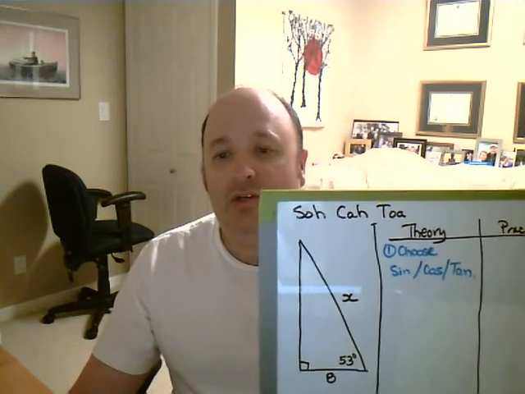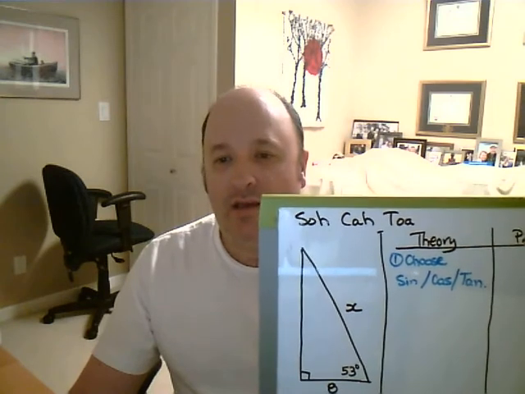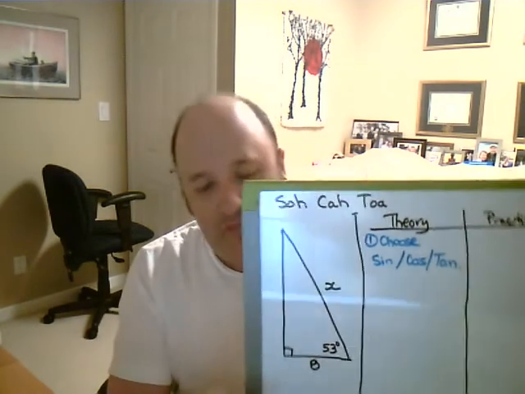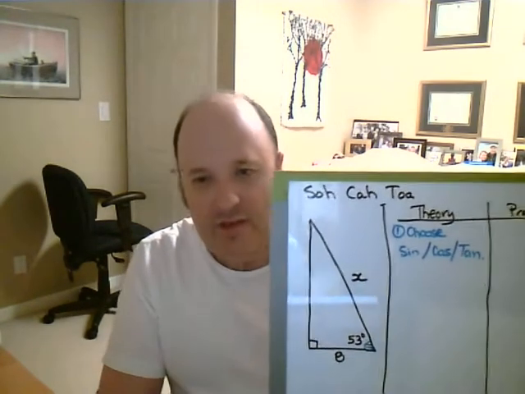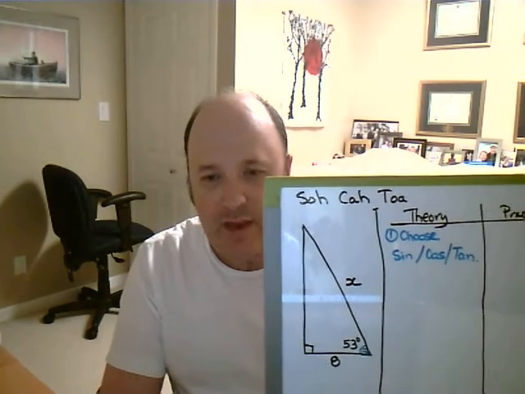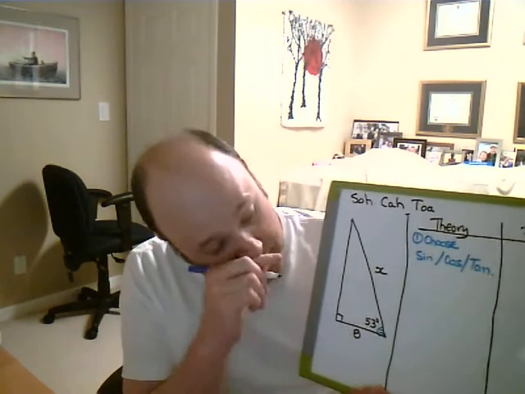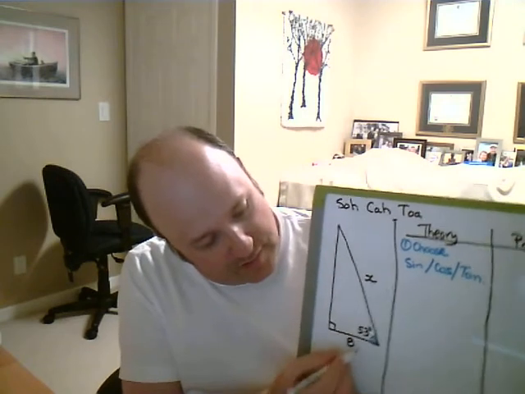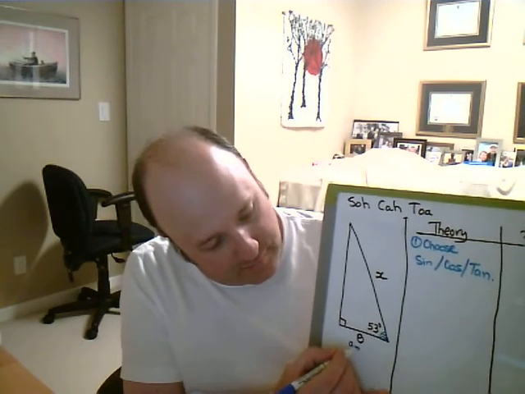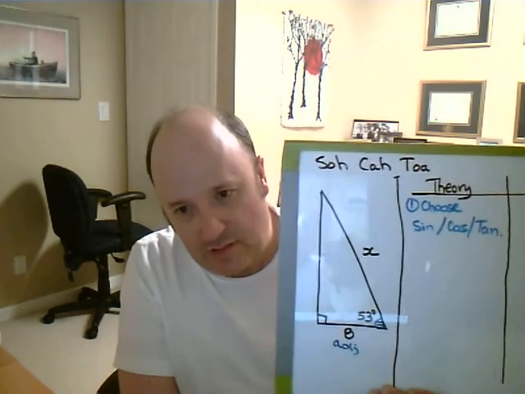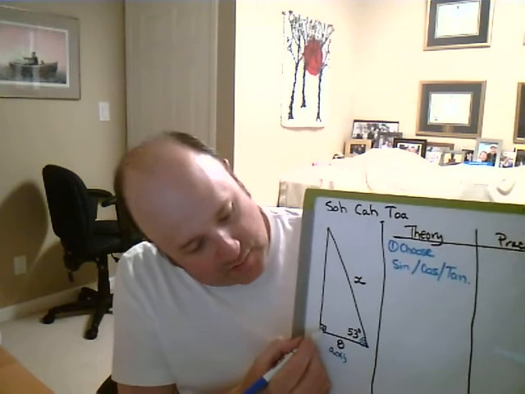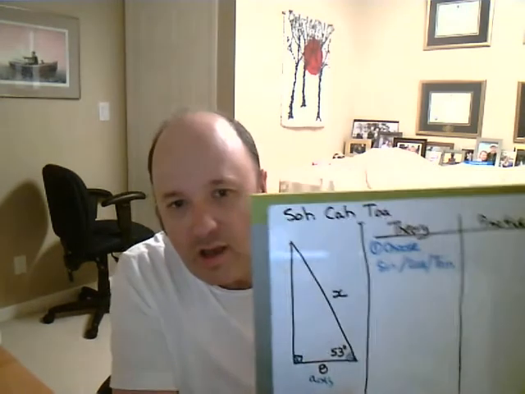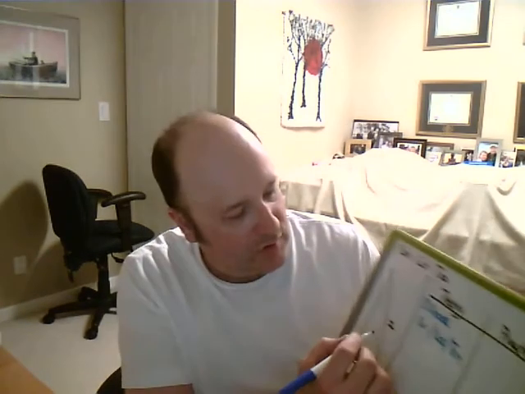Job number one is we need to choose between sine, cosine, or tangent. And so we have to start from the angle that we know, this angle down here. And we have to ask ourselves, is the 8 the opposite, adjacent, or hypotenuse from this angle here? Well, it is the adjacent. And is the x the opposite, adjacent, or hypotenuse? Well, it's right across from the 90 over here, so that makes it the hypotenuse. So I'll just write HYP for hypotenuse.